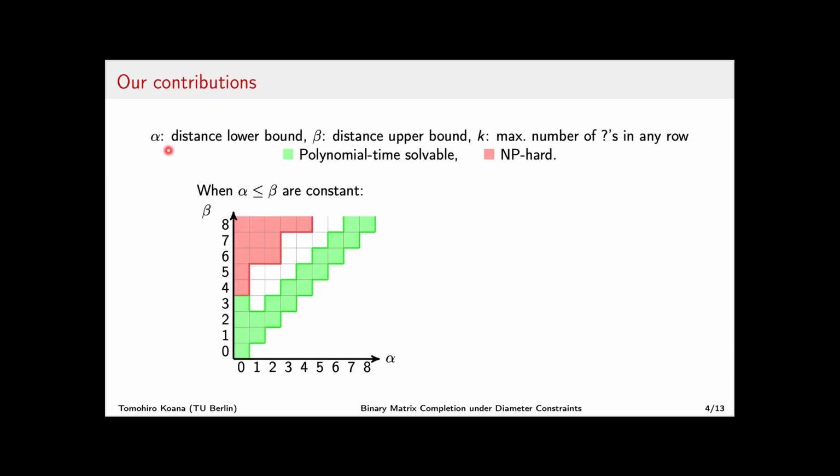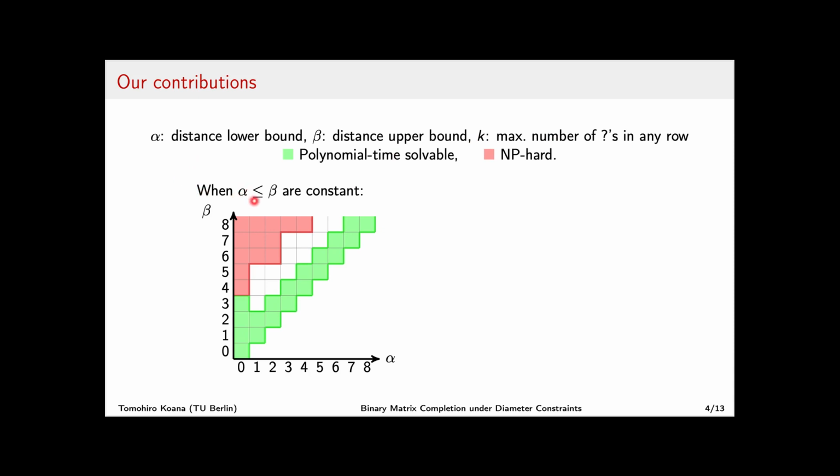A fine-grained complexity of diameter matrix completion in terms of the distance bounds alpha and beta, as well as the maximum number of missing entries in any row.